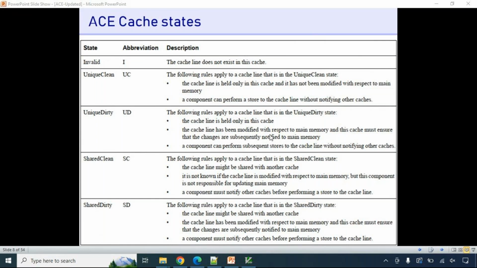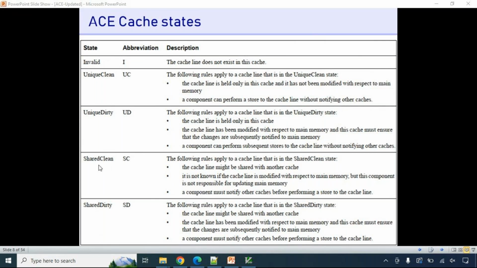The cache line has been modified with respect to the main memory, and this cache must ensure that changes are subsequently notified to the memory, because eventually, either when I'm evicting the cache line, or whenever there is a need to update the main memory, it should be written into the main memory. Third is, a component can perform subsequent stores to the cache line without notifying other caches. So in the unique state, there is no need to notify the other caches.